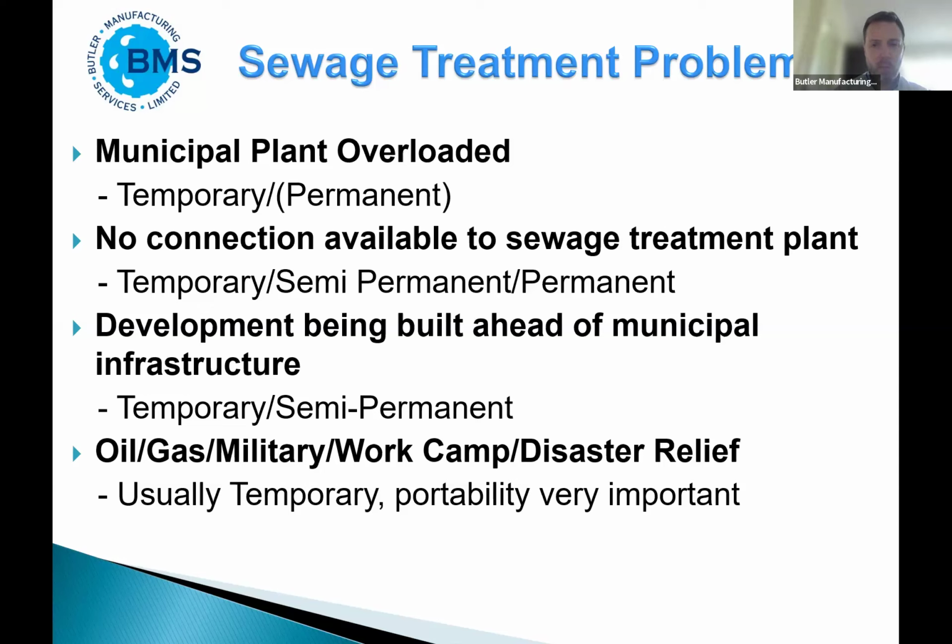And the real kind of temporary sewage treatment plant situation is for oil, gas, military work camps and disaster relief, and also for construction sites, which is quite common in Ireland, the UK, and abroad. But oil, gas, military would typically be for maybe a year, maybe two, but portability is very important for that.